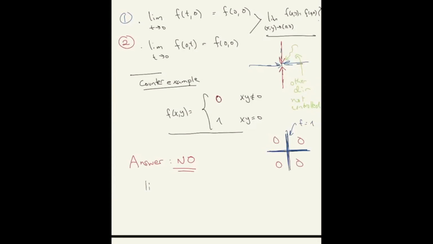So if you take the limit as t goes to 0 of f(t, 0), you're looking only at the axes, so you only see function values 1. And similarly, if you approach along the other axis, you get 1. But the limit as (x, y) approaches (0, 0) of f(x, y) does not exist, because along some sequence of points you get 0, and along another sequence of points you get 1.